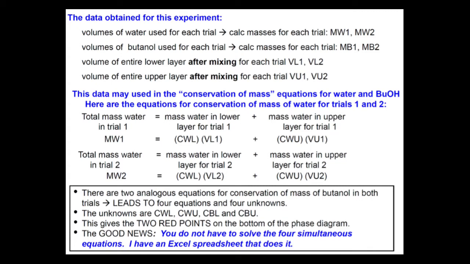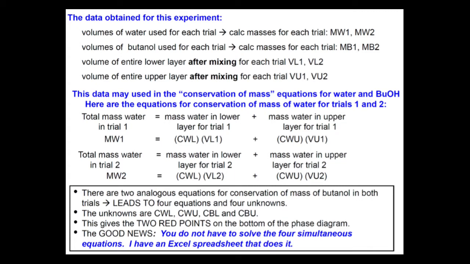So you end up with the mass of water in the first trial and the mass of water in the second trial. And those can be calculated quite easily. And then the volume of butanol for each trial can also be converted to a mass using butanol's density. And so you get the mass of butanol in the first and the second trial. And then there are the volume of the entire lower layer in trial 1, VL1, and in trial 2, VL2, and the volume of the upper layer in trial 1 and trial 2.